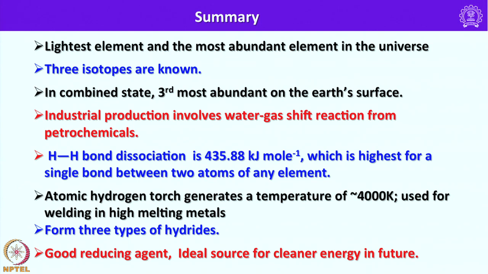And hydrogen bond dissociation energy is very high, about 435.88 kilojoules per mole, which is the highest for a single bond between 2 atoms of any element. And an atomic hydrogen torch generates a temperature of 4000 Kelvin, used for welding high melting metals. We come across 3 types of hydrides when hydrogen interacts with any element in the periodic table. They are ionic hydrides, covalent hydrides and metallic hydrides, and all hydrides are good reducing agents and they are an ideal source for cleaner energy in future.